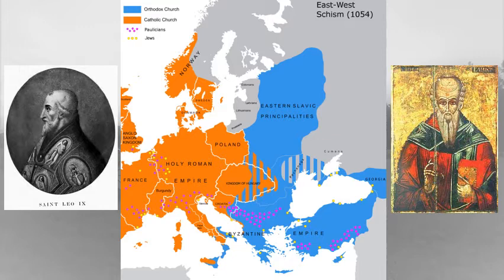Okay, now, what's going on with the East and the West? Okay, so we got a nice map here. We got a Pope, we got a Patriarch. What's happening? So, the year is 1054.